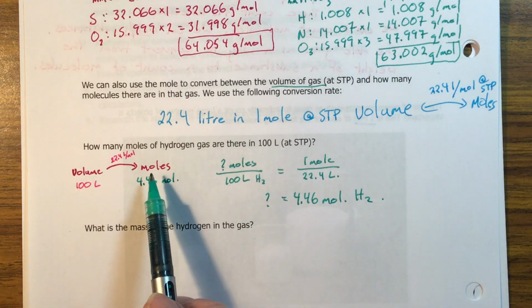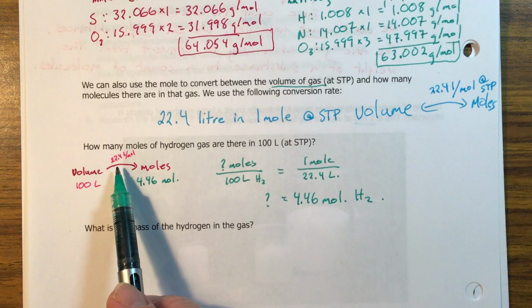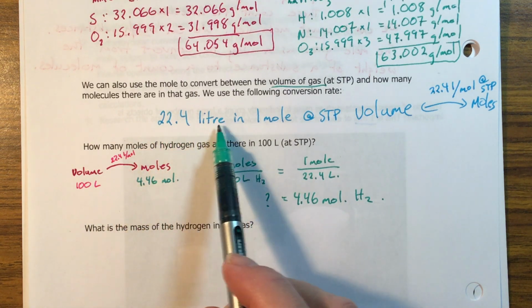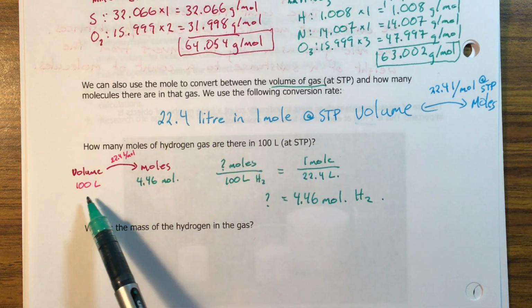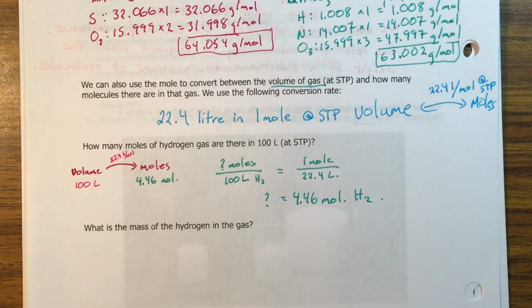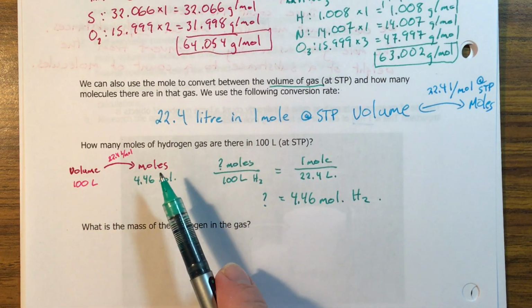So I made my map here. Started with that. I used my conversion of 22.4 liters per mole to get 4.46. Right, if 22.4 liters are in 1 mole, it makes sense that there's about 4 moles in 100 liters, right? Because 100 liters is 4 times that amount. Now, what is the mass of the hydrogen in the gas? So we figured out the volume. So we used the volume to figure out the moles.